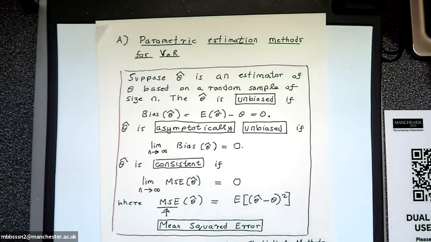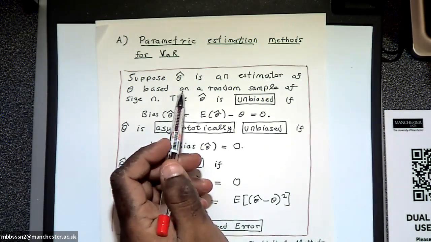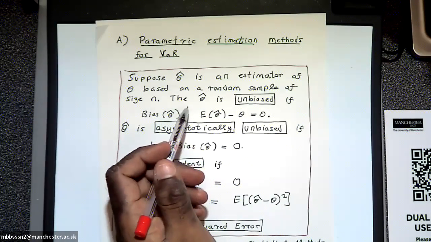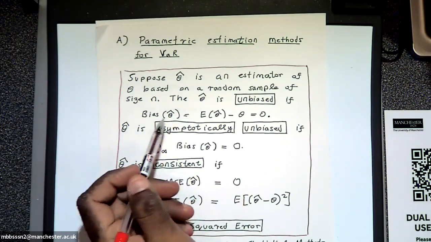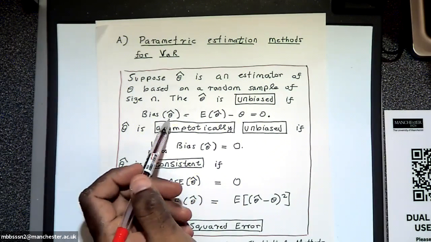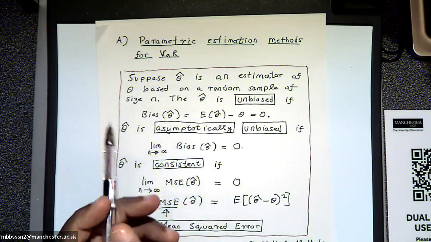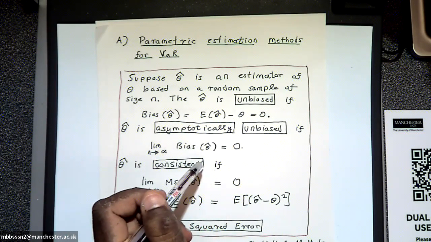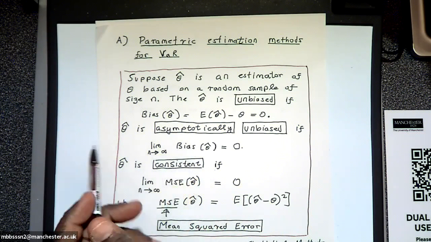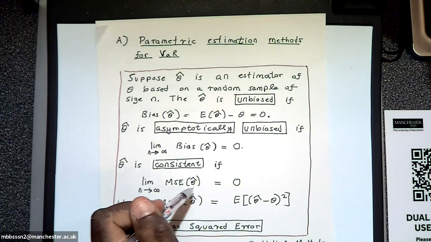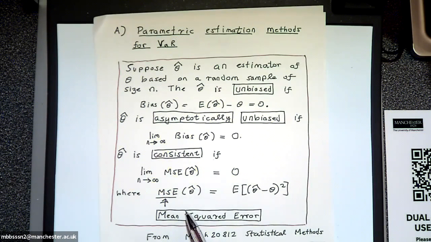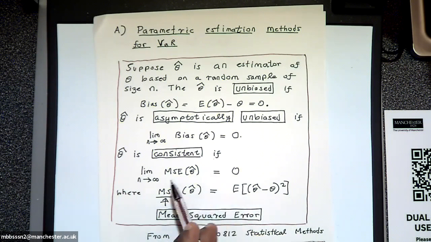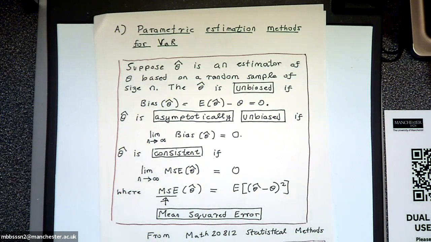So it's basically things like this. If you have an estimator theta hat of theta, then it's unbiased if the bias, which is defined as this, is equal to 0. And it is asymptotically unbiased if the limit of the bias is 0, right? And it's consistent if the limit of the MSE, the mean squared error defined by this, is 0. So if the limit of the MSE is 0, then the estimator is said to be consistent.